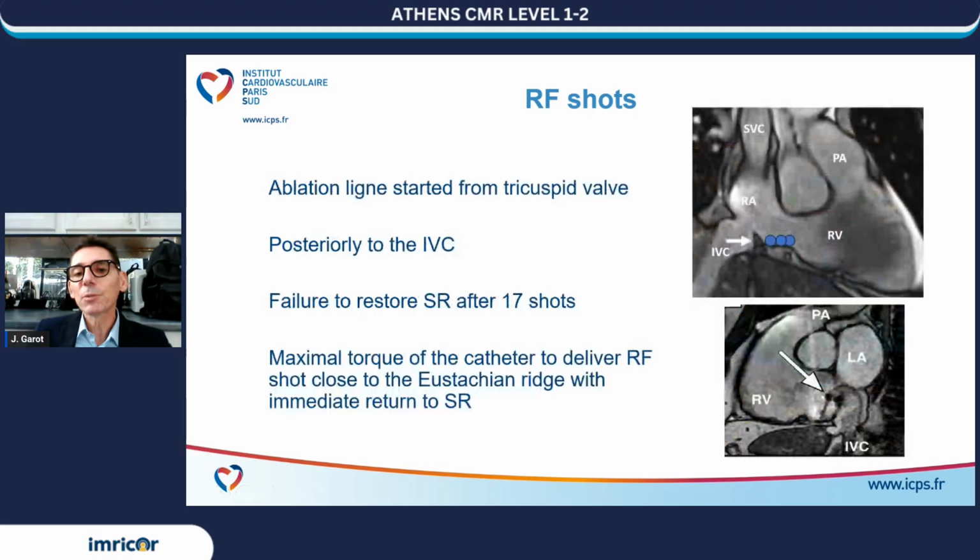Here, in this case, we started the ablation point from the tricuspid valve back to the inferior vena cava. But we failed to restore a sinus rhythm after 17 shots, which is a little bit unusual. So the physicians, the EPs, had to use the maximal torque of the catheter, as shown here, and make a single point here, just behind the ridge, and then the sinus rhythm was restored after 1 shot.